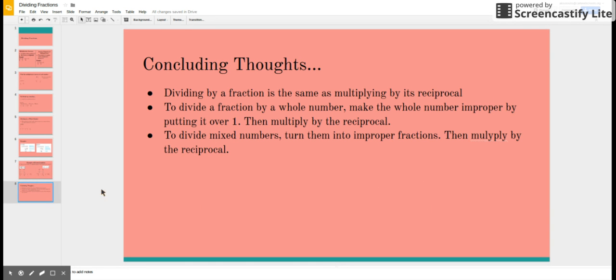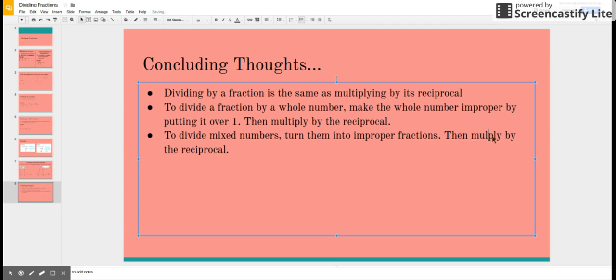Alright, and here are some concluding thoughts. Dividing by a fraction is the same as multiplying by the reciprocal. To divide a fraction by a whole number, you need to make the whole number an improper fraction by putting it over 1, then multiply by the reciprocal. To divide mixed numbers, turn them into improper fractions, then multiply by the reciprocal.